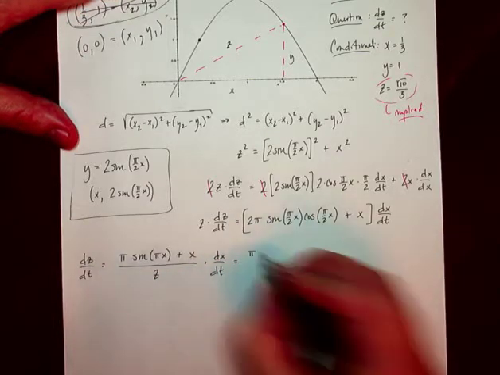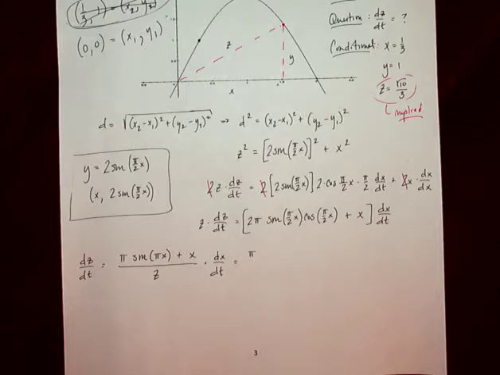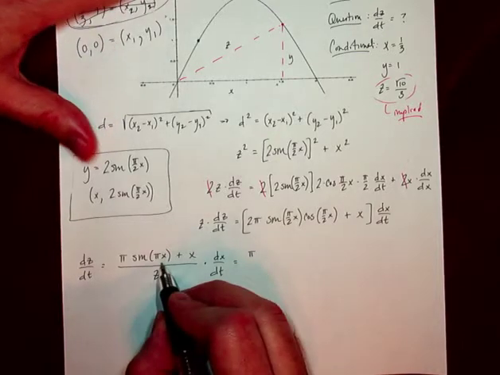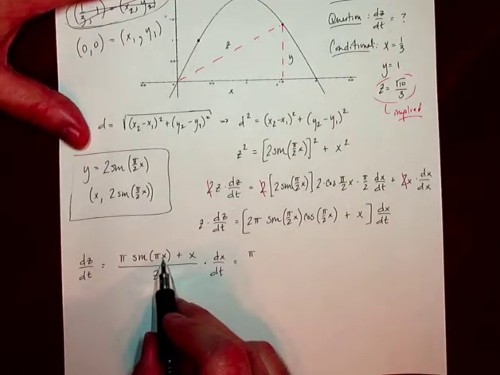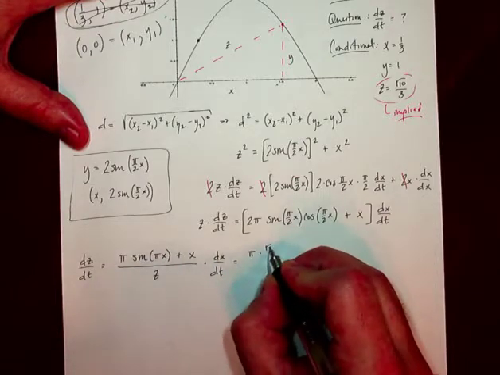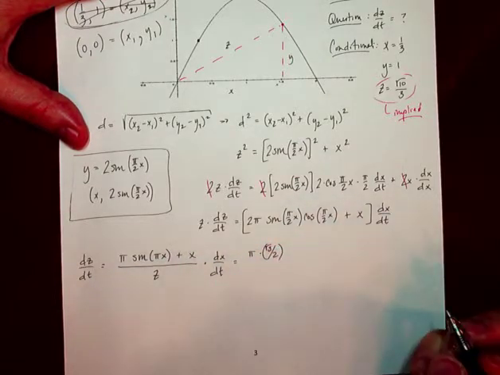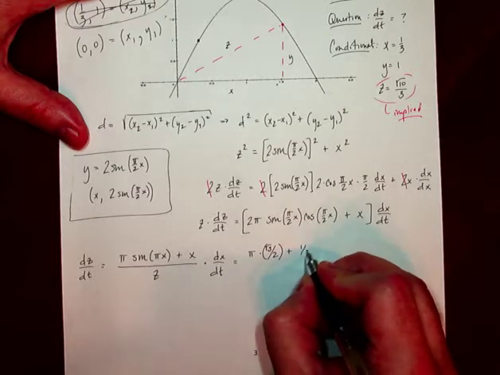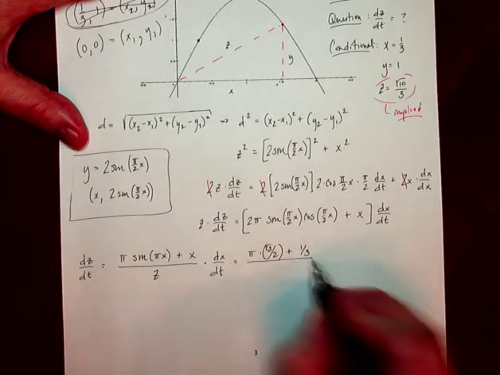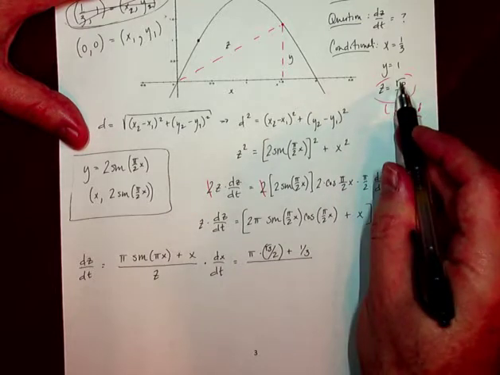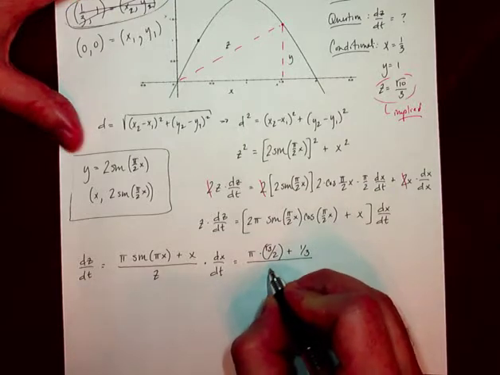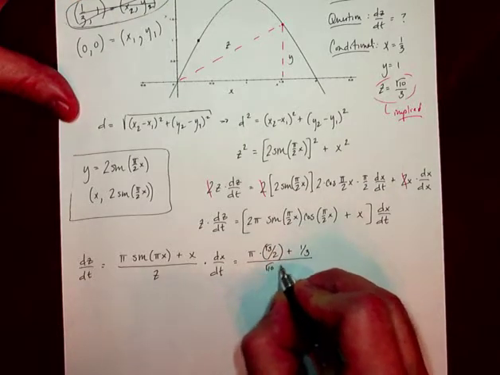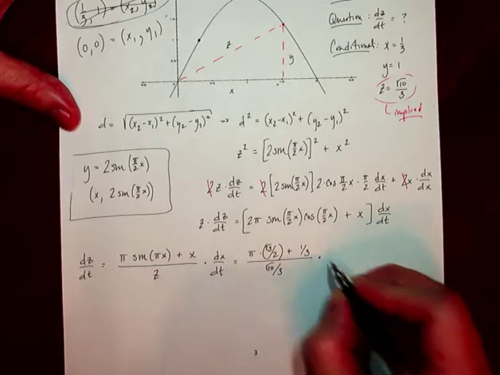And then I just plug in, right? Because now that I've differentiated, I can go ahead and plug in all my conditional information. Basically, when I plug in x, x is 1/3. That makes sine of pi x sine of pi over 3. Well, sine of pi over 3 is root 3 over 2, and then plus x, so that's plus 1/3. And then if I'm dividing by root 10 over 3, I know that it's going to be root 10 over 3, and then times dx dt.